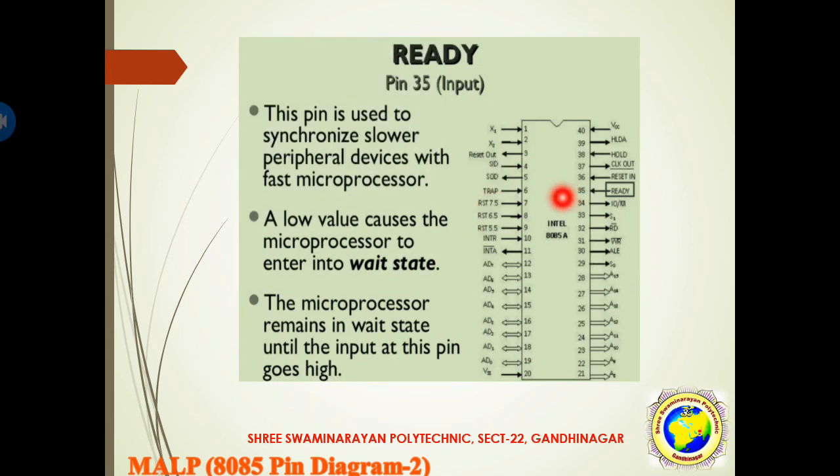Then it will be READY. READY is pin number 35, an input pin, and this pin is used to synchronize slower peripheral devices with the fast microprocessor. A low value causes the microprocessor to enter into a wait state. The microprocessor remains in the wait state until the input at this pin goes high. Here you saw the direction is inside, so this is called an input pin. Out means output pin. So each and every pin direction must be analyzed here, to know which type of operation it is: from chip to memory or input output, or from output memory to chip.